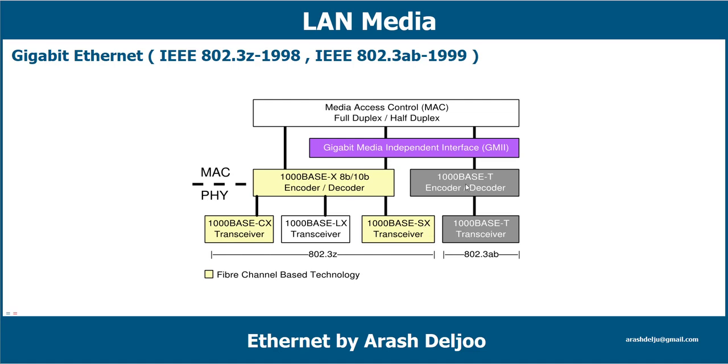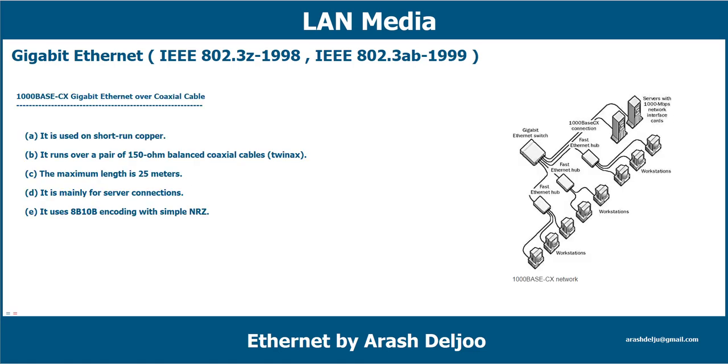And after that, about the 1000 base T, we have for example 1000 base T, and this is IEEE 802.3ab. Now let me explain a little more about 1000 base CX, 1000 base LX, and 1000 base SX, and after that 1000 base T. First, let me explain 1000 base CX, Gigabit Ethernet over a coaxial cable.